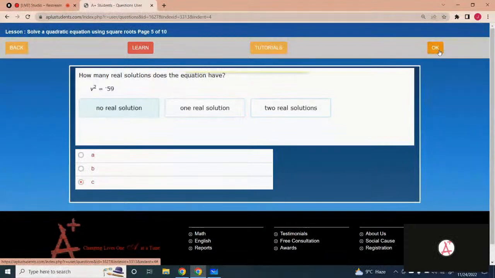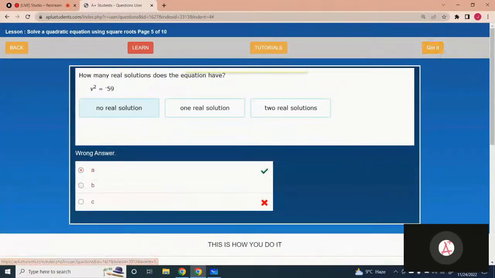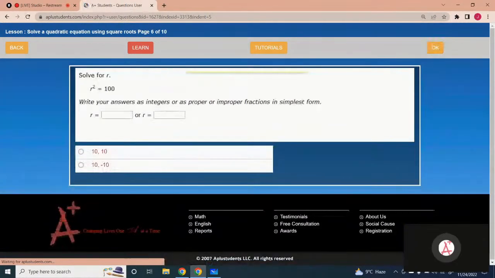Got it? If you have any confusion, any question, please write the question in the, sorry, A is the no real solution. I selected the wrong option. So if you have any question, please write the question in the chat box. I'll answer all your questions. Got it?